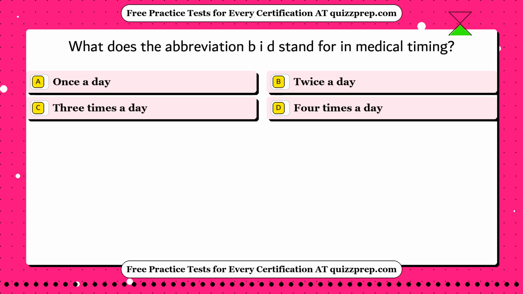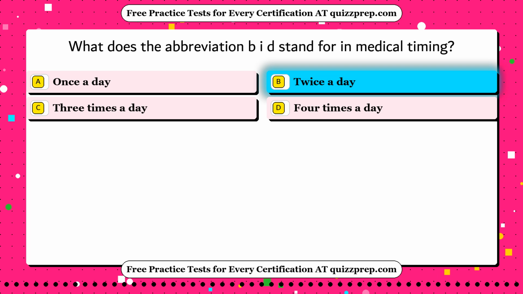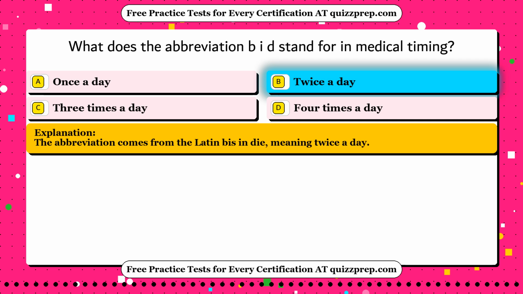Question 11. What does the abbreviation BID stand for in medical timing? Option A, once a day. Option B, twice a day. Option C, 3 times a day. Option D, 4 times a day. The correct answer is option B, twice a day. The abbreviation comes from the Latin bis in die, meaning twice a day.